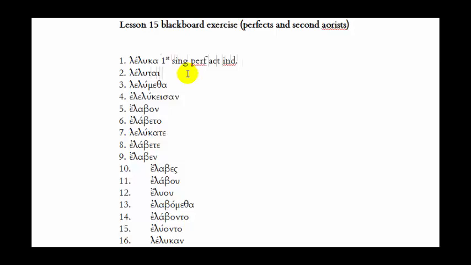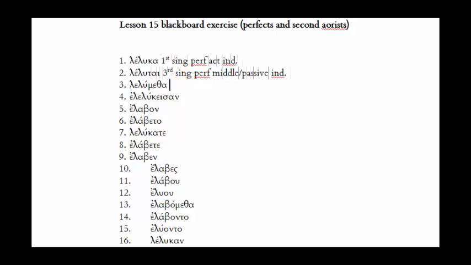So lelutai is simply going to be what? Remember mai, sai, tai, one, two, three, so third singular, perfect, but what? Middle, or what else could it be? It could also be passive too, couldn't it? This form, like for the presents and the imperfects, is ambiguous, and it's an indicative.